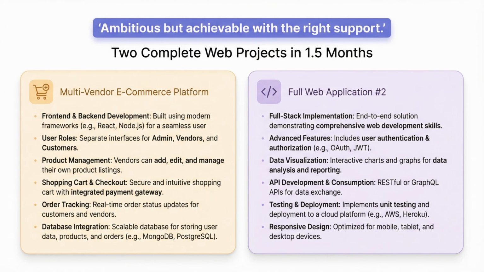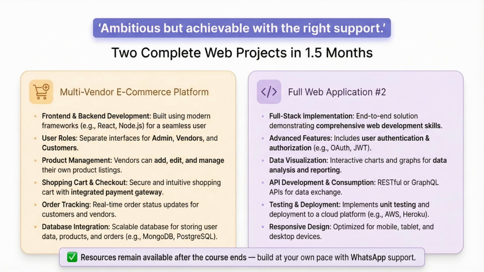The course targets building 2 complete complex web projects within the 1.5-month duration. That is an ambitious goal. The instructor is upfront about this. Building a multi-vendor e-commerce system alone is a significant undertaking. The expectation isn't that every student will finish both projects during the live sessions, but rather that you'll have all the resources needed to complete them. The honest framing here is important. If you can't complete everything in 1.5 months, that's not a failure. It's expected. What matters is that the instructional videos, the code references, and the support channel are all there for you. You complete the projects at your own pace, and help is always available when you hit a wall.